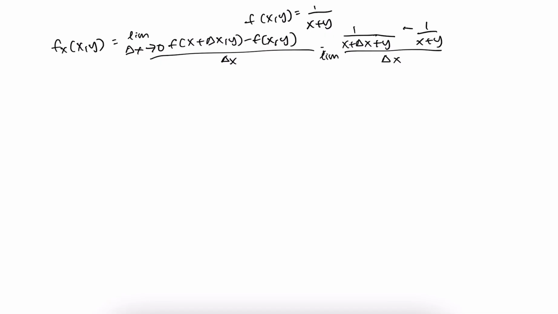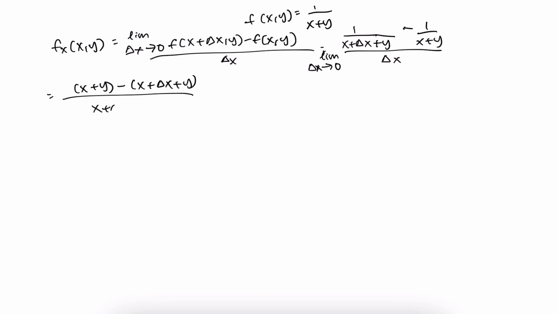Obviously, we want to know that there's a limit here. And what we're going to do is make the two fractions in the numerator have the same denominator. So it just means we have to cross multiply. So that's what we're doing.